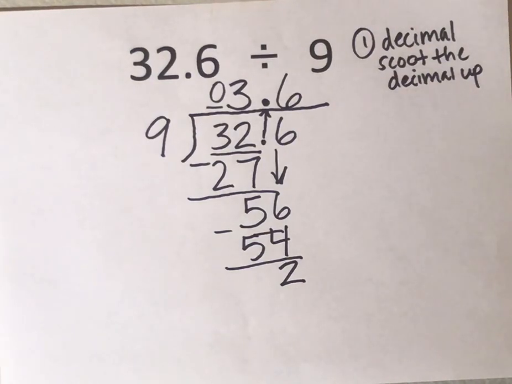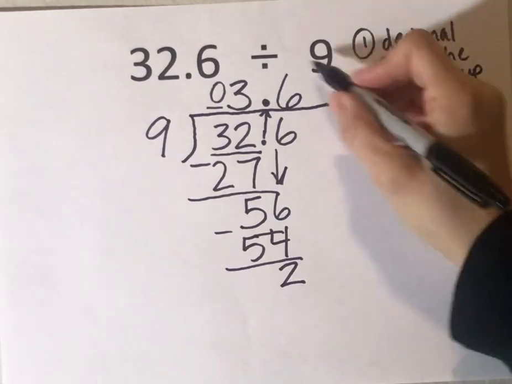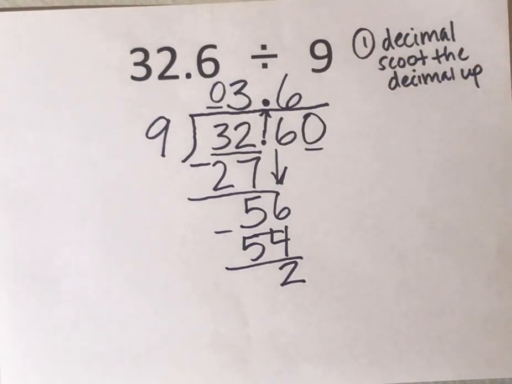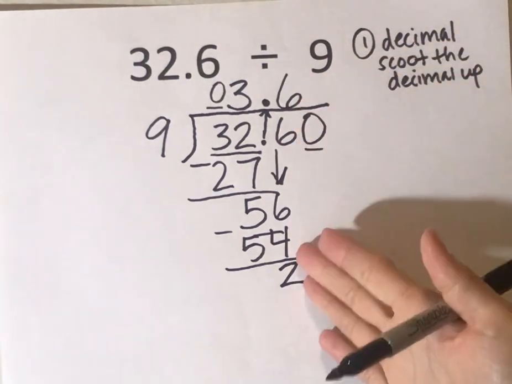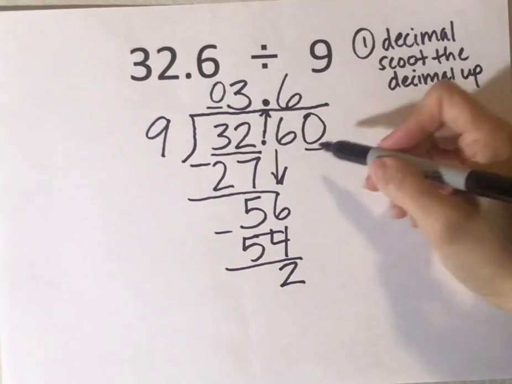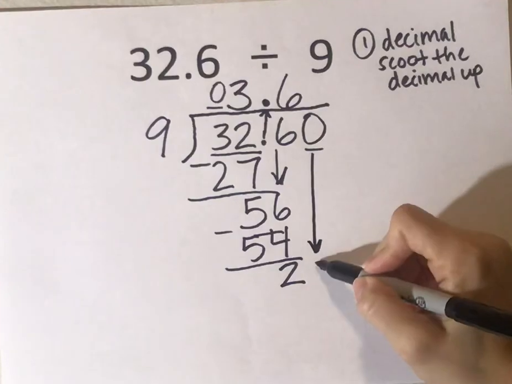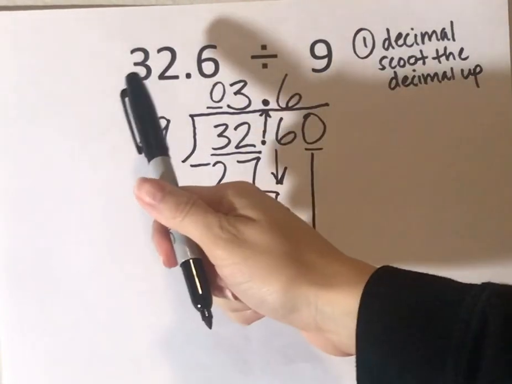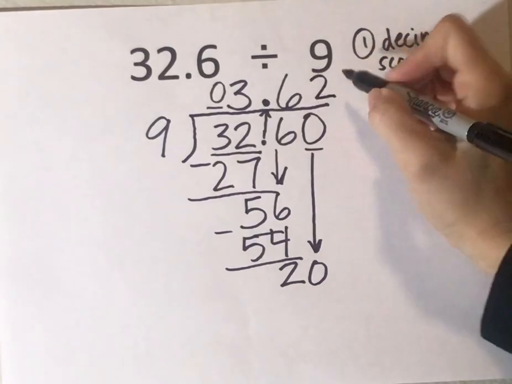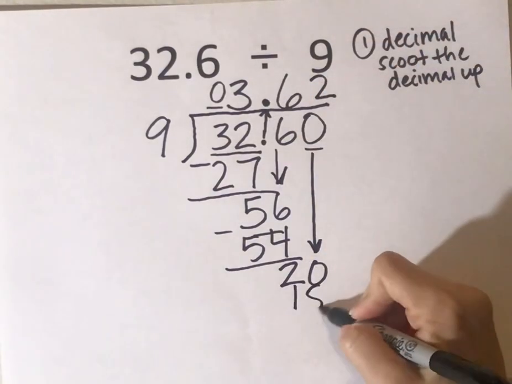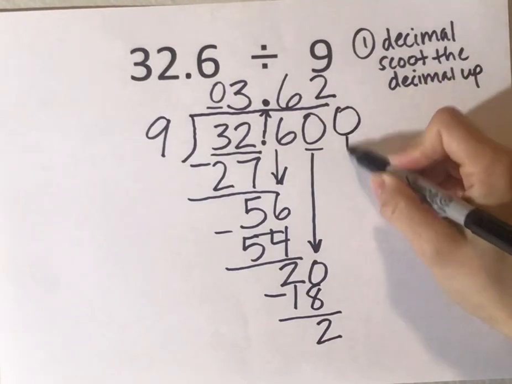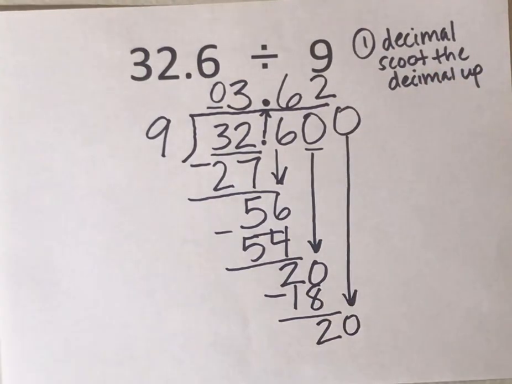Okay, so again, to do that, we're going to add a 0. Whenever you've got to a point where there's nowhere else to go, we add a 0. And then we bring that 0 down. And then we divide again. And we do 20 divided by 9, which goes in 2 times. 9 times 2 is 18. We subtract. Look at that. I bring a 0 again, and I get back to 20.